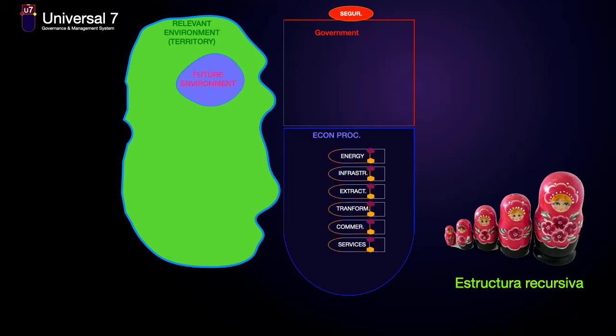A national economy can be modeled by including the productive processes that it needs to work. Here are six of those productive processes: energy, infrastructure, extraction, transformation, commerce, and services of all types. Notice that these economic sectors have the same shape and structure as the whole economy of which they are a part. This type of modeling saves a lot of explanations and work.